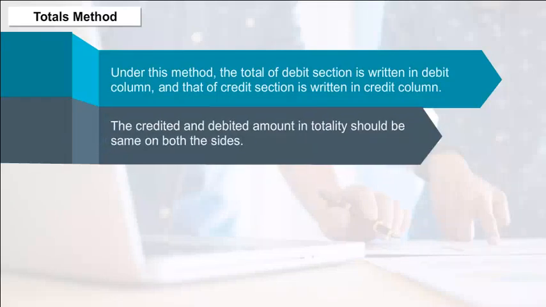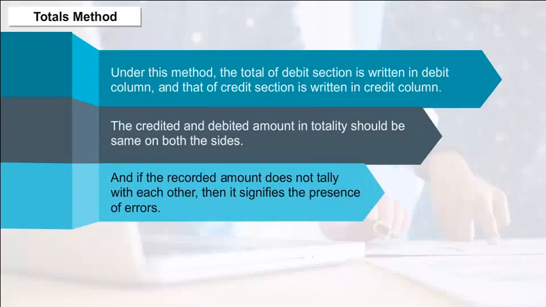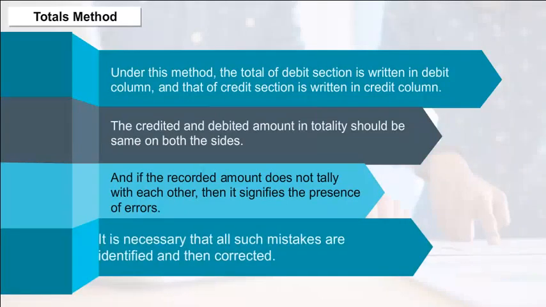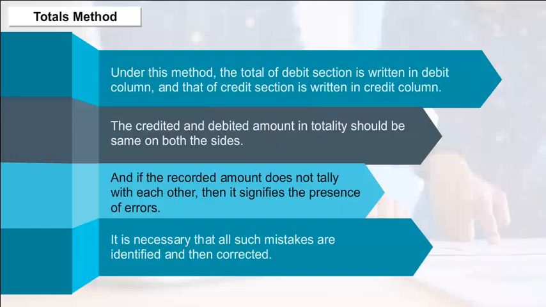The credited and debited amount in totality should be the same on both the sides. And if the recorded amounts do not tally with each other, then it signifies the presence of errors. It is necessary that all such mistakes are identified and then corrected.